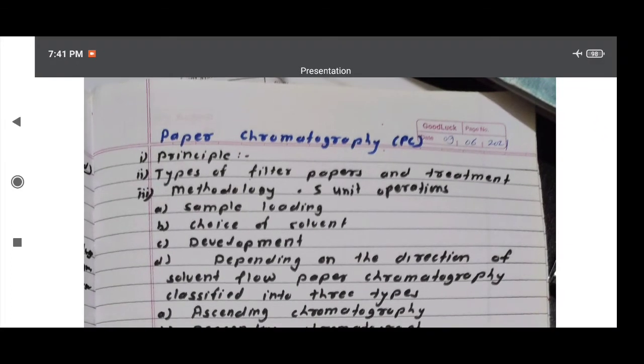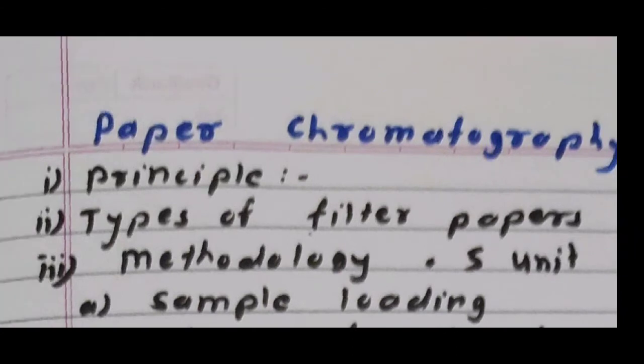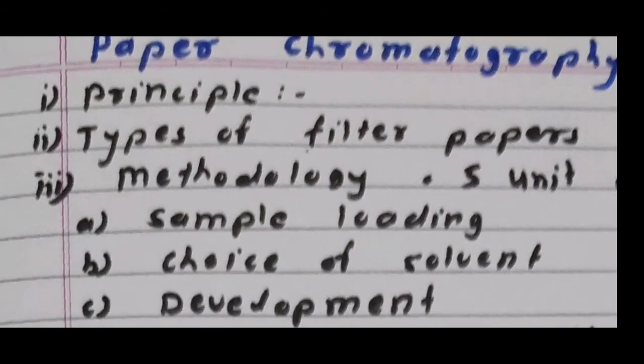In the last YouTube lecture, I discussed with you the classification of chromatography. In this topic, we study in detail paper chromatography and thin layer chromatography. In case of paper chromatography, we study the following points. First point is the principle of paper chromatography. Second, types of filter papers. Third is the methodology of paper chromatography.